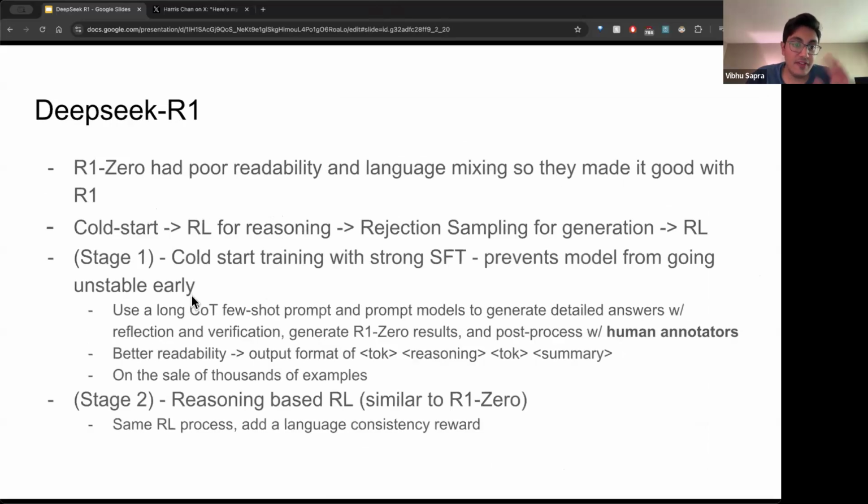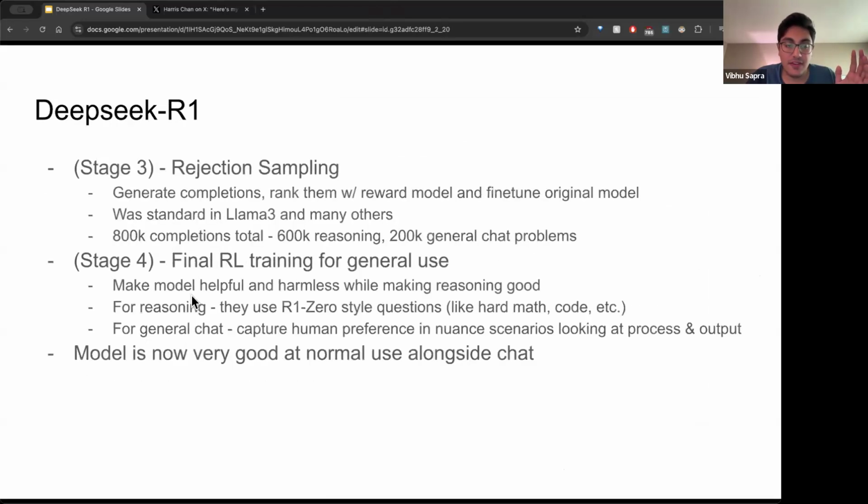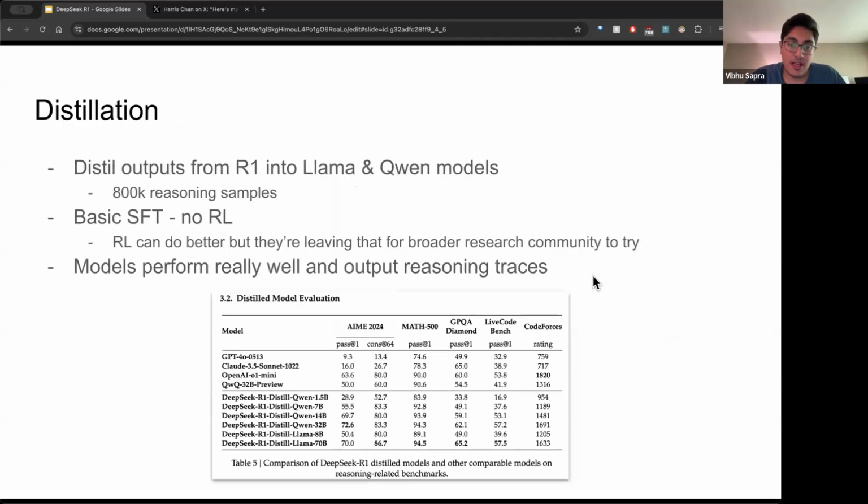The new ones are, hey, you do this cold start with SFT from a base model, and then these last 2 stages. You have rejection sampling. You want to fine tune it. This is pretty common. You do this for about 1 million samples. 800,000 is what they did. And then you do some fine tuning at the end. And yeah, it does very, very well.